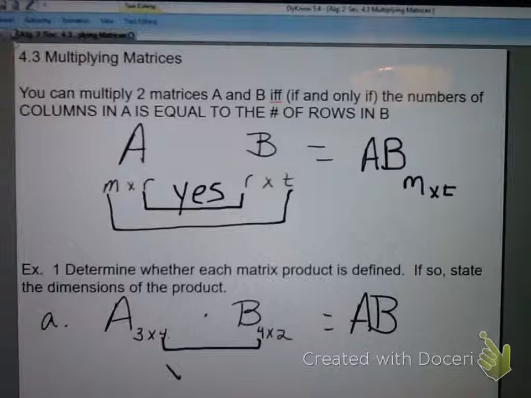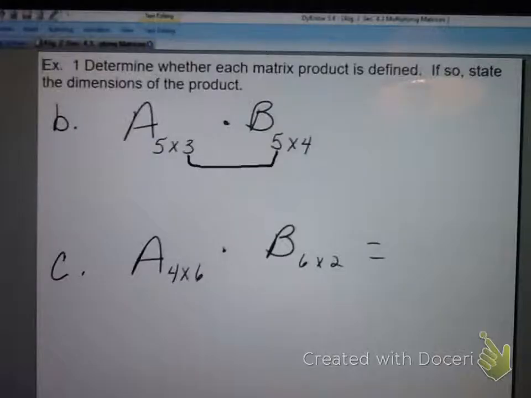So example 1A, matrix A is a 3 by 4, and matrix B is a 4 by 2. The column equals the row, so yes, you can multiply them together. The dimensions would be the outside. The dimensions of matrix A times B will be a 3 by 2. So try these two on your own.